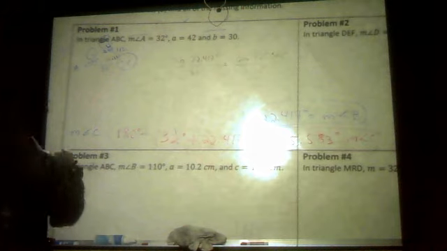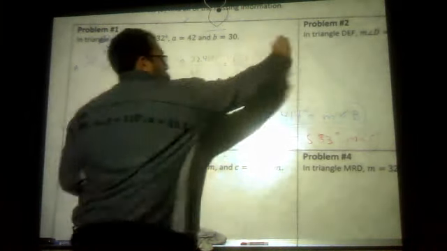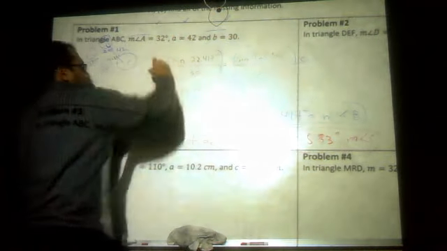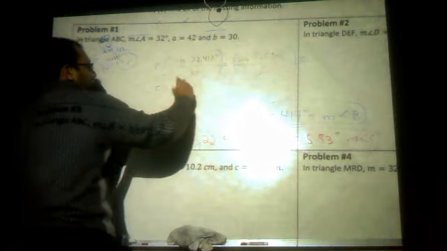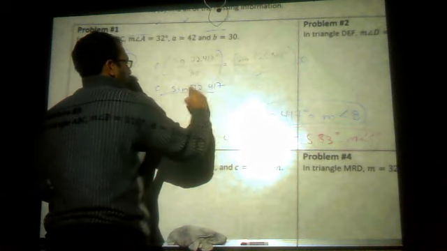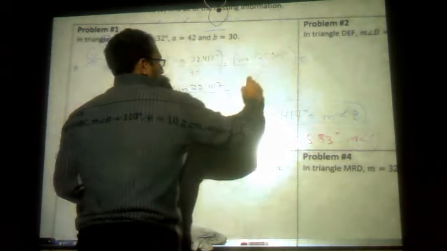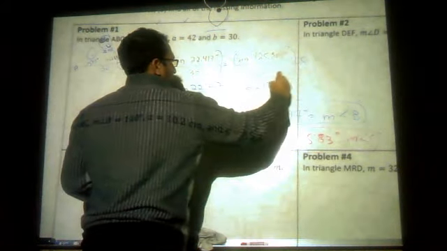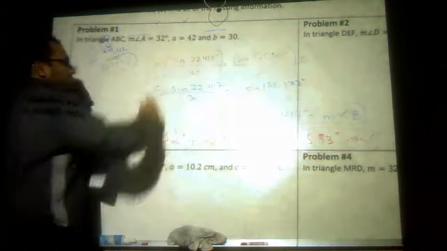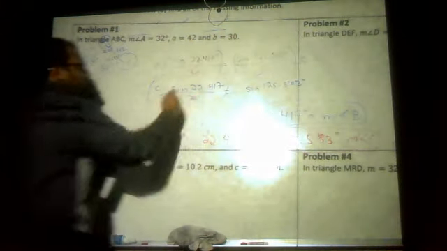How am I going to do that? Well, all I have to do is multiply both sides by C. So I'm going to have C times the sine of 22.417 divided by 30 is equal to the sine of 125.583 degrees. What do I have to do? Multiply by 30 and divide by the sine of 22.417.